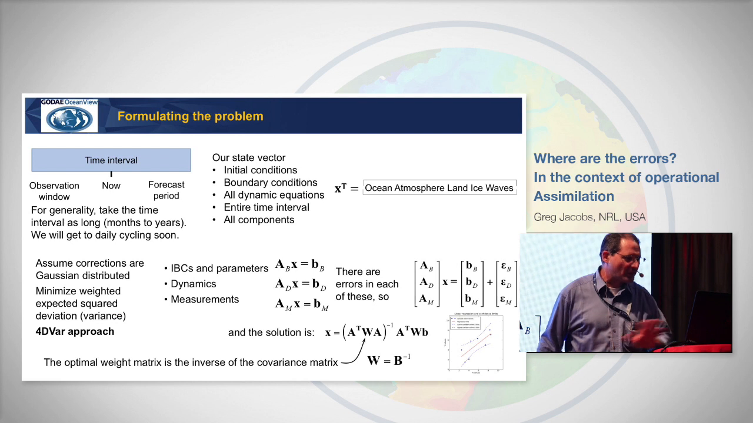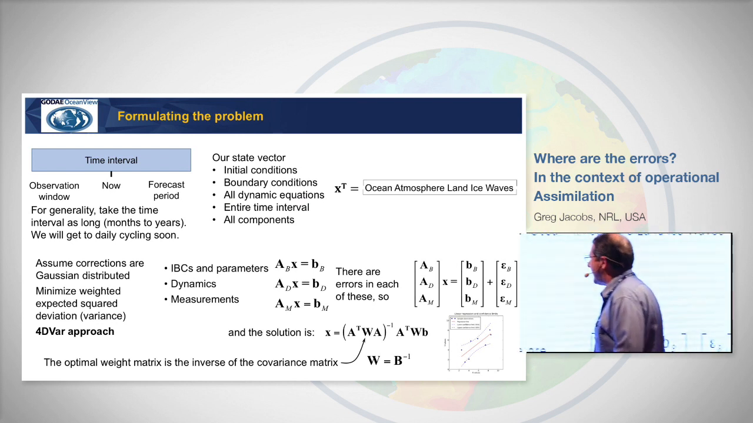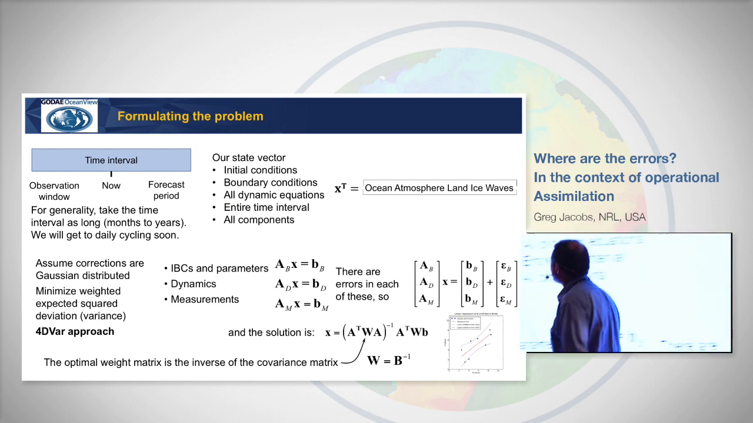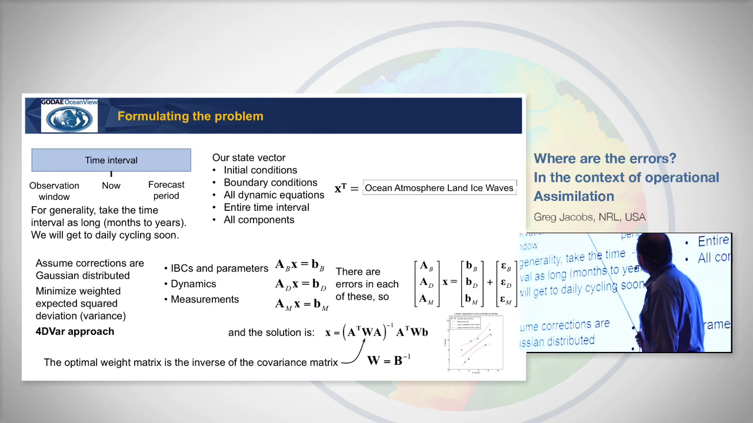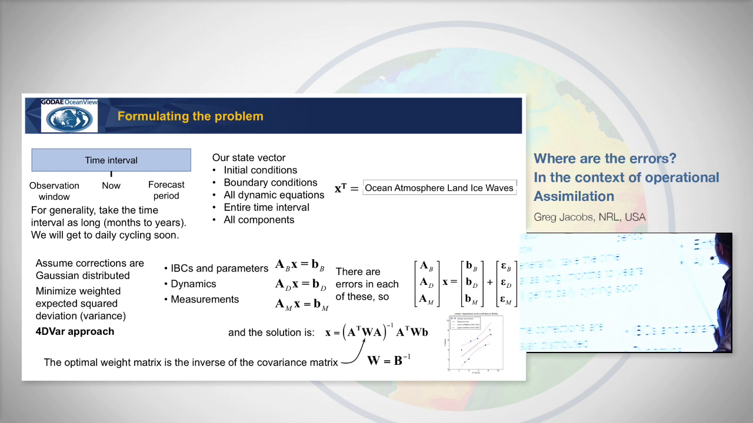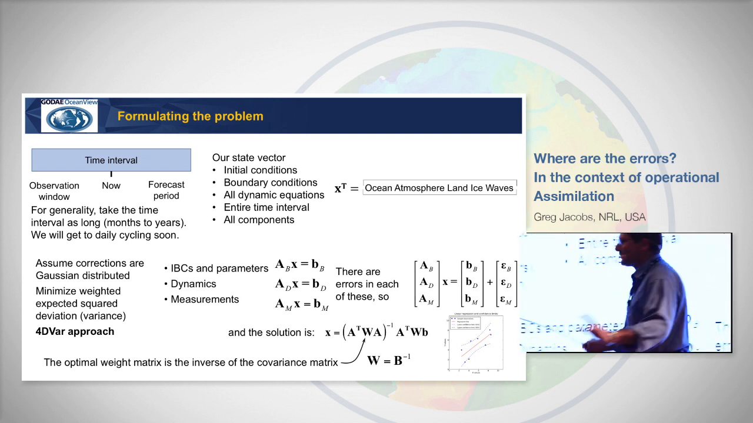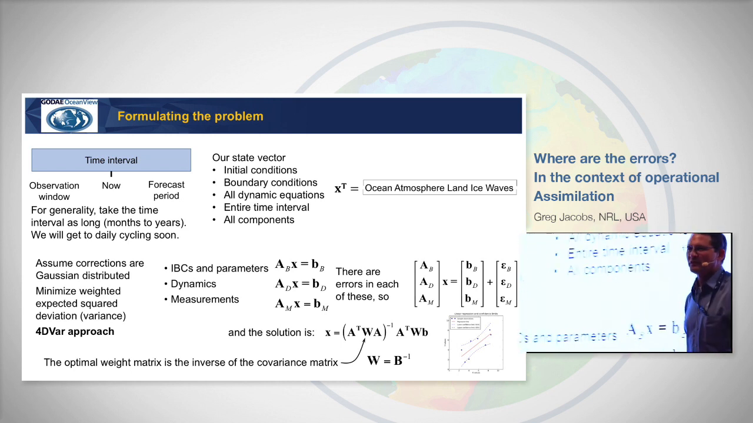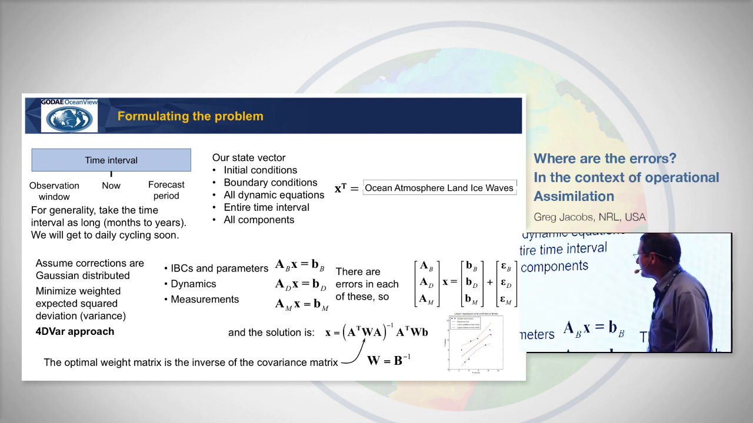So let's formulate the problem up front. Let's just take a time interval to begin with. So we're going to say we're here right now, and we're going to take observations going back in time, and we're going to do a forecast, and take this as a long time interval. Don't restrict this at the moment in any way.